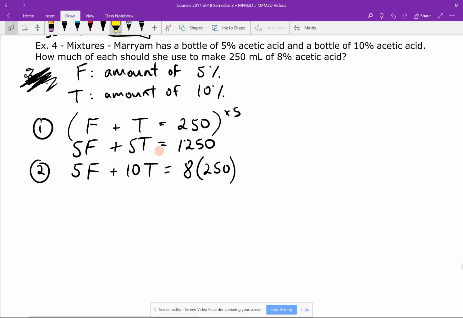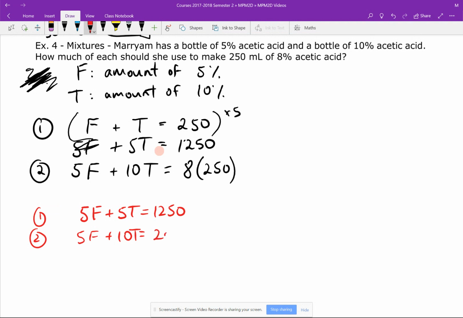And so what you can see here, okay, let me write these equations again. So 5F plus 5T equals 1250. So that's equation 1. Let's write equation 2 again. 5F plus 10T equals 8 times 250, which is 2000. Okay, now I can use elimination.